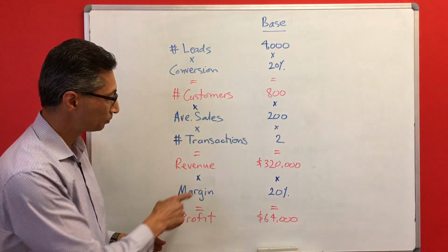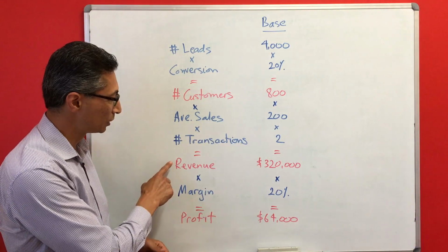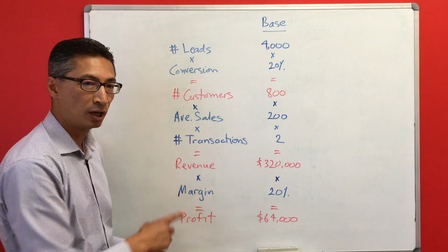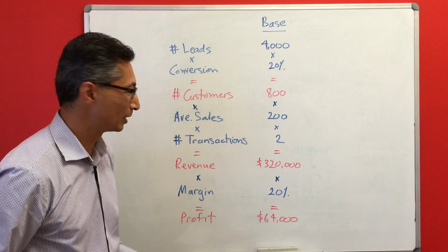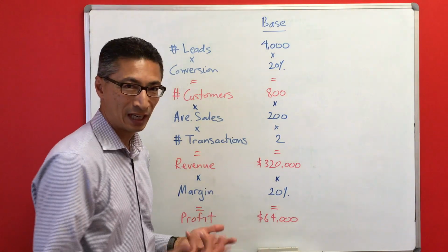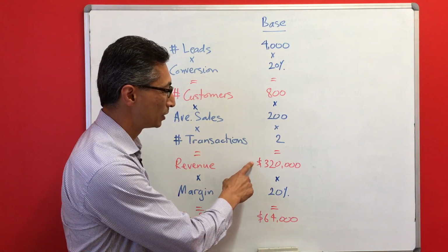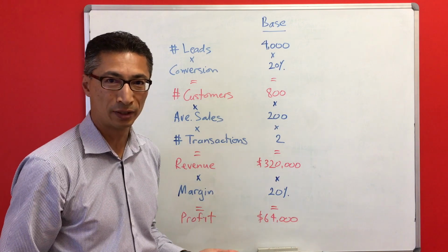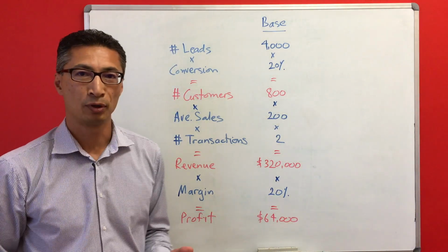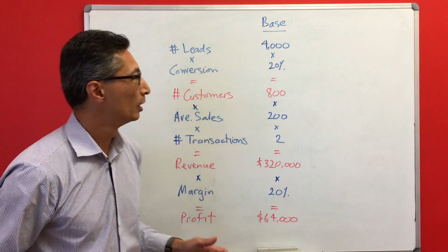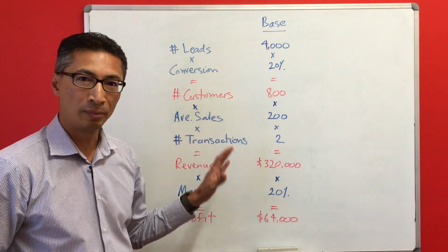All right, so then we take this revenue figure and multiply it by a net profit margin, and that gives us the profit for the year. So in this example, once again, the business does $320,000 worth of sales every year. It has a 20% net profit margin, and that gives us a net profit of $64,000. All right, so that's fairly straightforward. I mean, that's just maths.